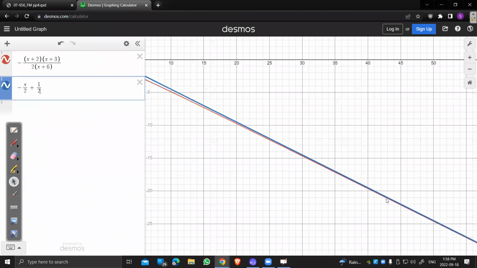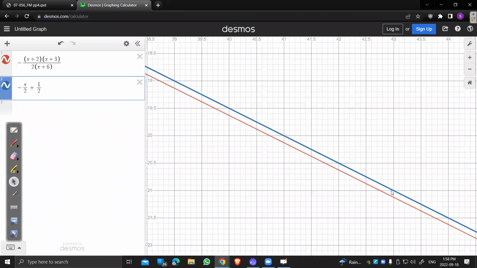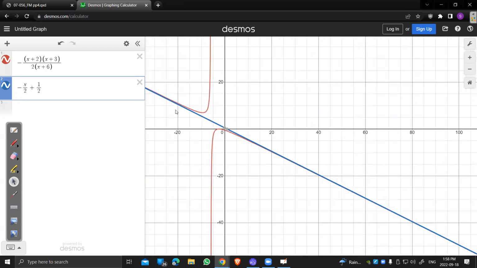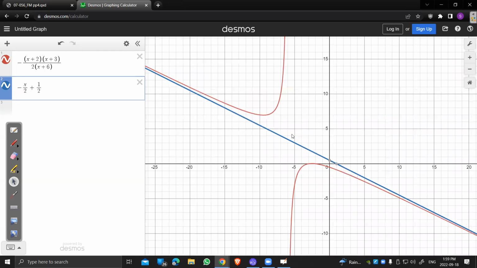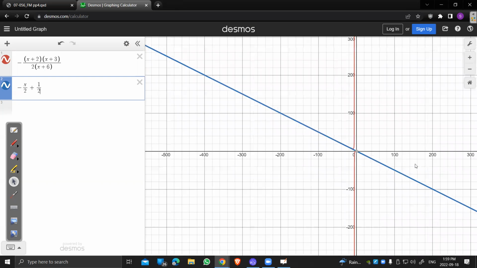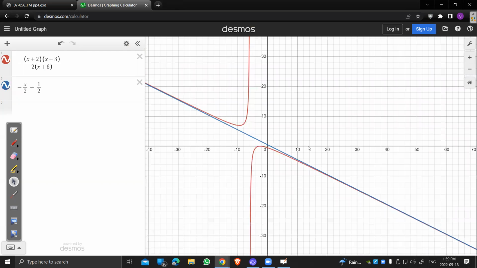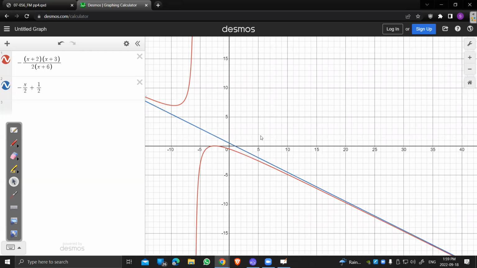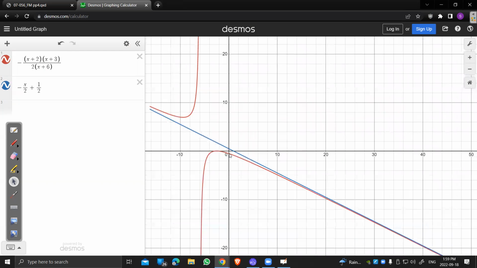It'll never cross it. If you see, it'll never cross it because it's an asymptote, right? The line is not allowed to cross it. So that's how you find the oblique asymptote. You're going to have to do long division. Cool? Interesting enough?